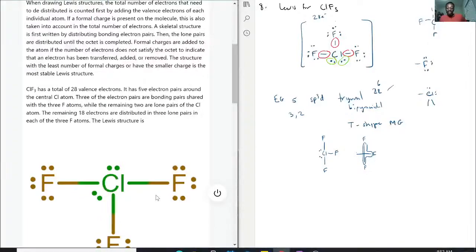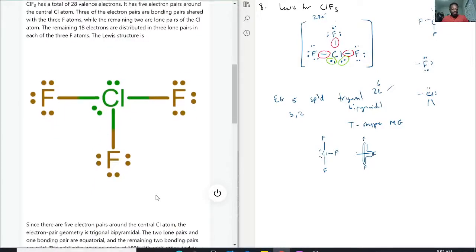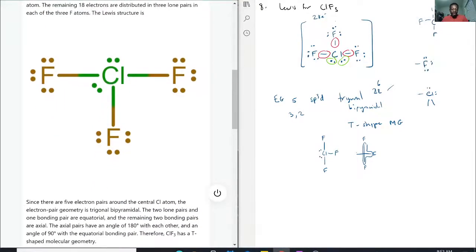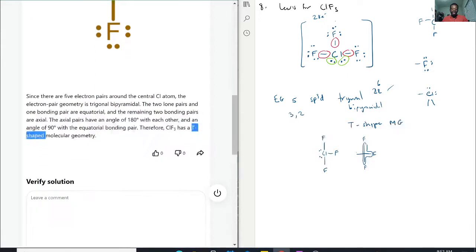So that's good that we didn't try to solve for carbon. And with that being said, the 5, they do say it's trigonal bipyramidal for the electron geometry. And it does say that it has a T-shaped molecular geometry. So this is correct indeed.